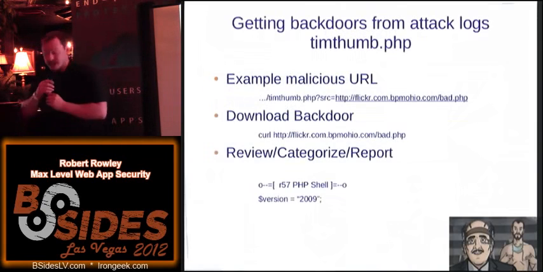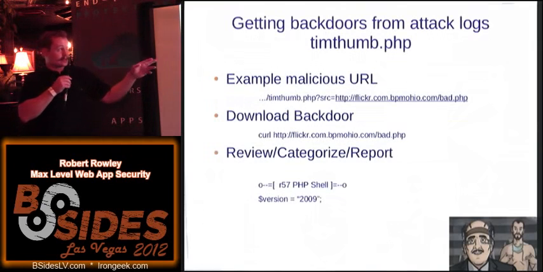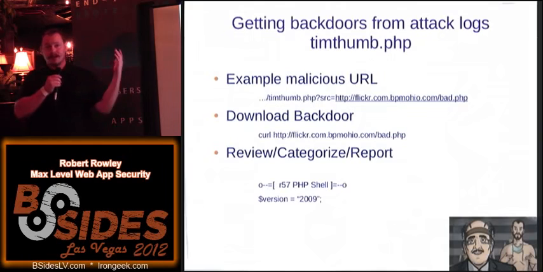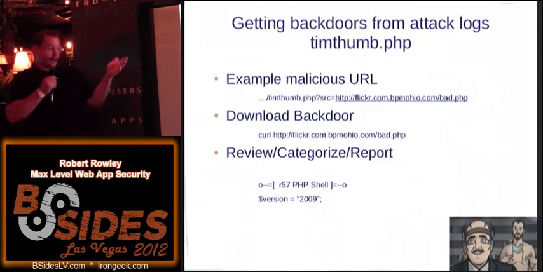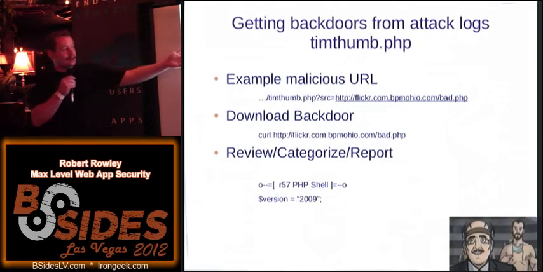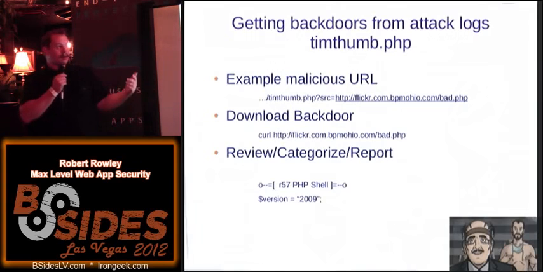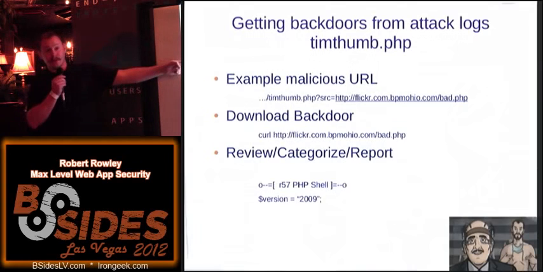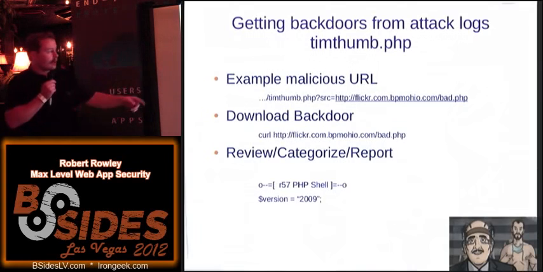So getting the backdoors from the attack logs was really interesting because of the TimThumb attack. Like I mentioned earlier, you gave it a URL and it would download that URL and dump it into the cache directory. It turns out that attack gave you a big, huge exact identifier of where the backdoor was. So I would run through our attack logs every day, or what was it, 50 or 70,000 attacks against TimThumb per day, and then go download all the backdoors that they were using.